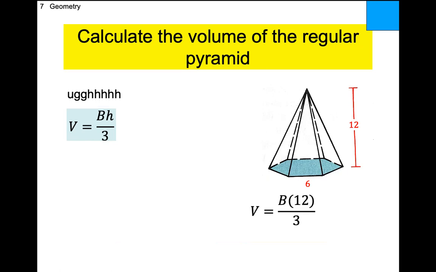If one angle is this, then all the angles are that. So we're going to use that to find the answer to what is the area of the base. By the way, this is last chapter. Last chapter, what is the formula for area of a regular polygon? Hopefully some of you remember.